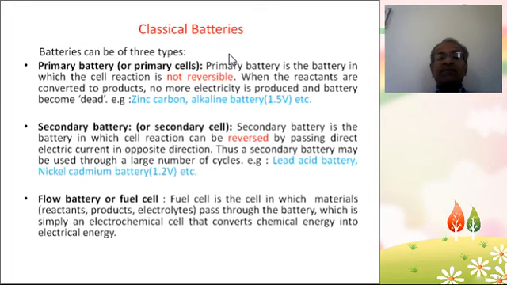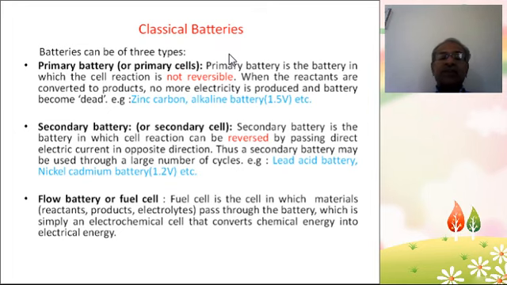As far as the primary batteries are concerned, the cell reaction is not reversible. Once the chemical reaction happens in the forward direction, it will not get reversed. When the reactants are converted to the products, no more electricity is produced and the battery becomes dead. The well-known examples of the primary batteries are the zinc carbon, alkaline battery, etc.